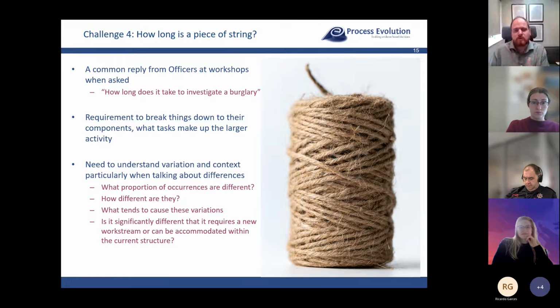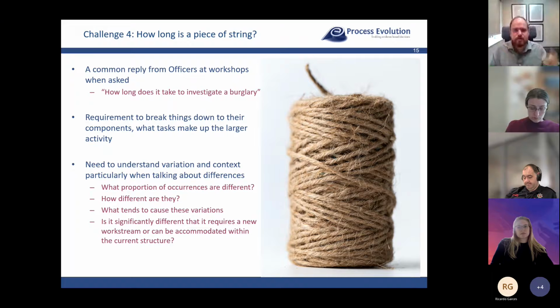So generally, when we get that response, we've done something wrong. We want to try and break things down into their constituent parts. Each of these components that make up the larger activity. So taking a burglary investigation, for example, yes, there might be big variation depending on certain circumstances. But what if we started off and said, right, what are the things we need to do? How long does it take to get to the scene? Generally, that's somewhere between 20 and 40 minutes.